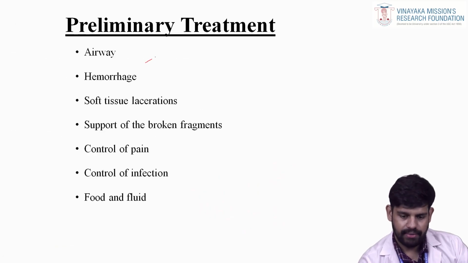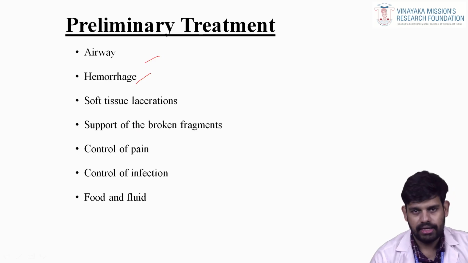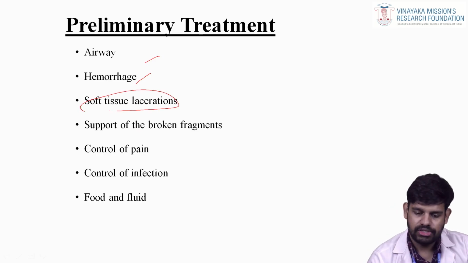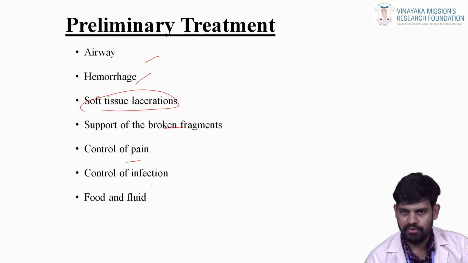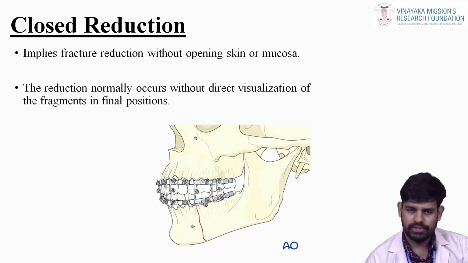So as I said, airway, hemorrhage, and soft tissue laceration, if any, we have to immediately suture that area to prevent bleeding. This laceration could also be an approach through which we can address the fracture, reduce and fix it. Support of broken fragments: we can put a Barton bandage, or an extraoral pin or a framework to support the broken fragments, and then go for the management. Control of pain, like analgesics we can give, control of infection through antibiotics, and food and fluid for the nutritional balance.